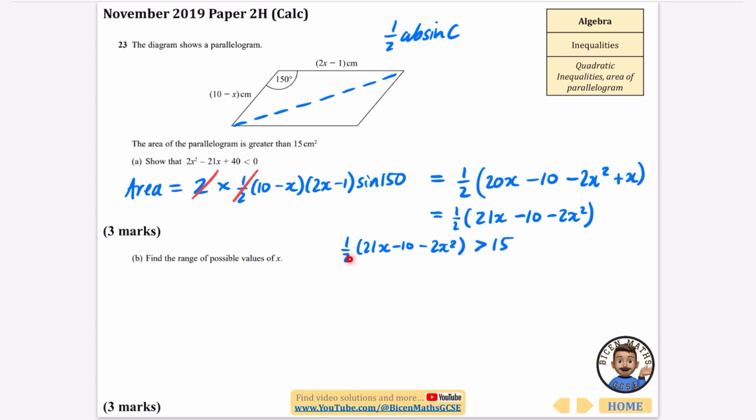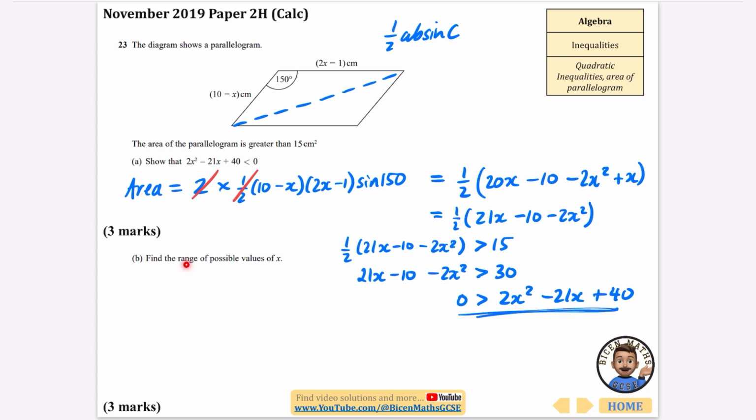Now I'm going to get rid of this half by doubling everything, so that I get 21x minus 10 minus 2x squared is greater than 30. Now I want the 2x squared to be positive, so I'm going to put it all onto the other side. So there's going to be a 2x squared, then I subtract the 21x, and then I do the 30 plus the 10, which is 40. In this inequality, the quadratic is less than 0, so we can stop there.